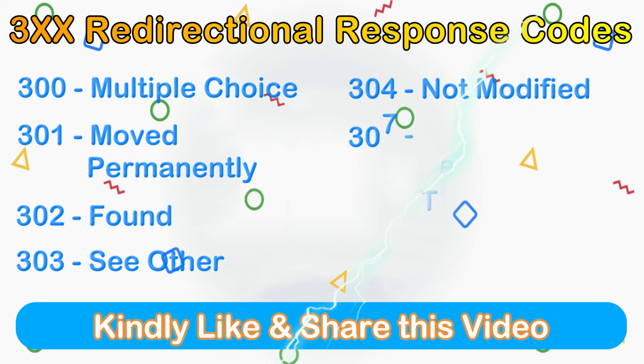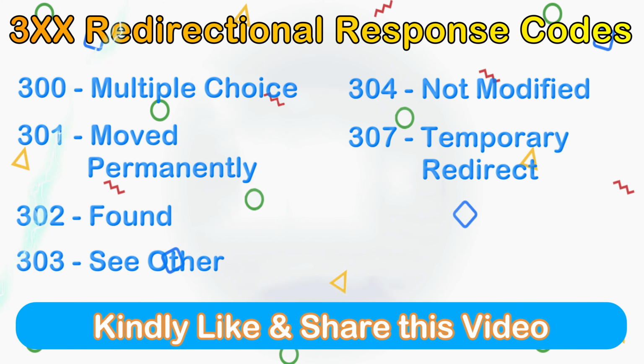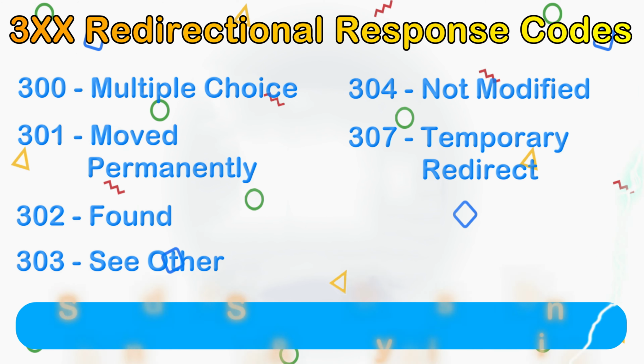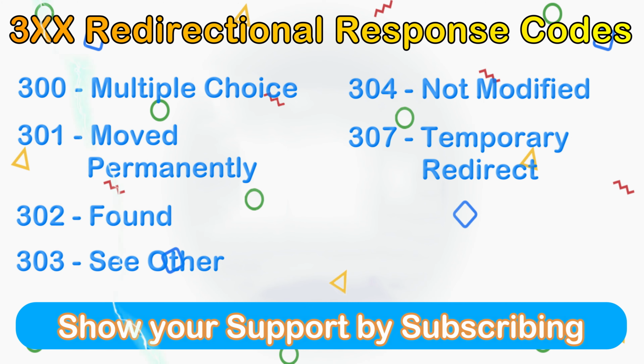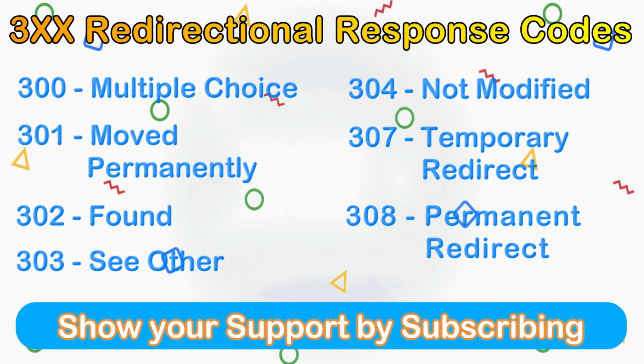The server sends this response to direct the client to get the requested resource at another URL with the same method that was used in the prior request. This has the same semantics as the 302 HTTP response code, with the exception that the user agent must not change the HTTP method used. If a POST was used in the first request, a POST must be used in the second request. This means that the resource is now permanently located at another URL specified by the location.